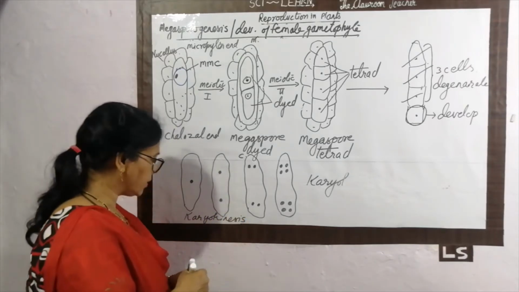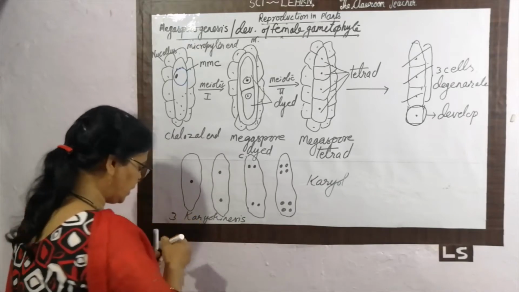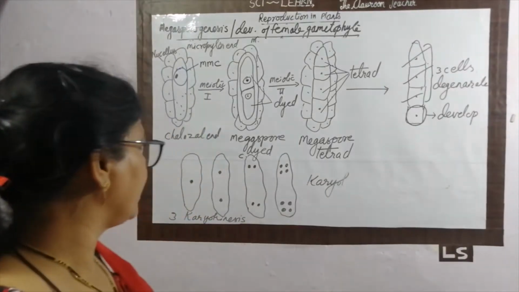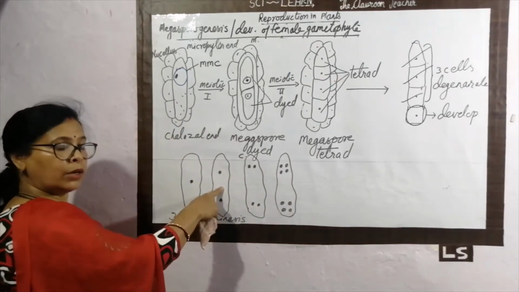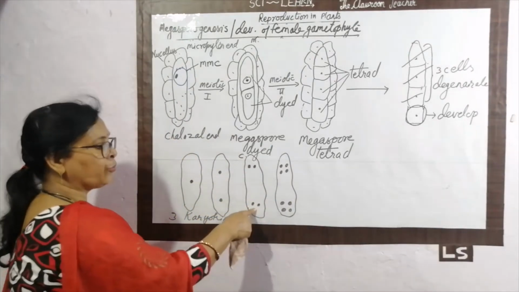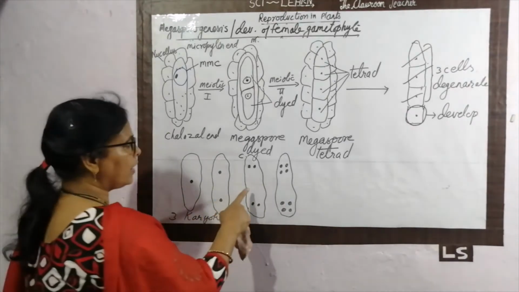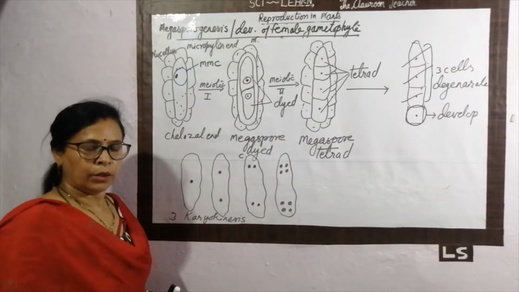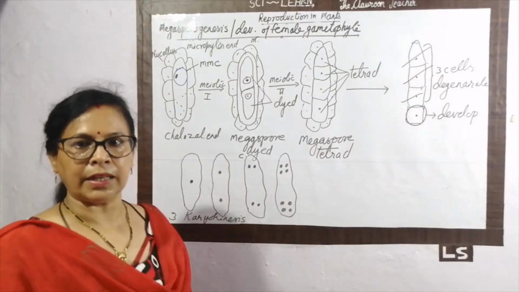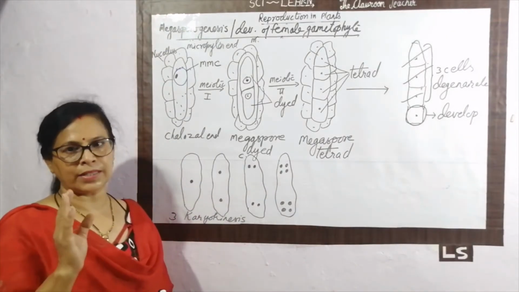And due to division, three karyokinesis takes place. Because of the three karyokinesis, the one nucleus is divided into two after the first karyokinesis. Two nuclei are divided into four after the second karyokinesis. And then in the third karyokinesis, four nuclei are divided into eight. So what happens? One cell is there having the 8 nuclei in it.